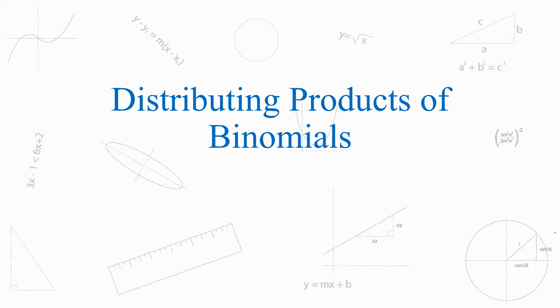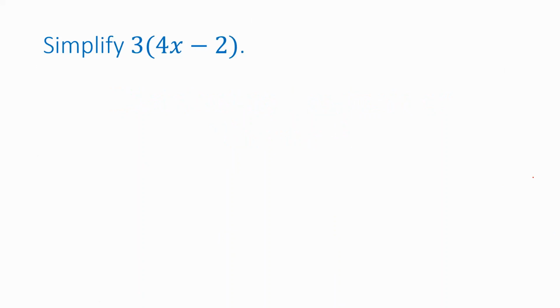Let's look at a few examples of distributing products of binomials. Actually, we're going to start by just reviewing what we mean by distribution. Here's a problem that asks us to simplify an expression, and in this case, simplify is going to mean to write it with fewer symbols, so we're going to try to write it without the need for those parentheses.